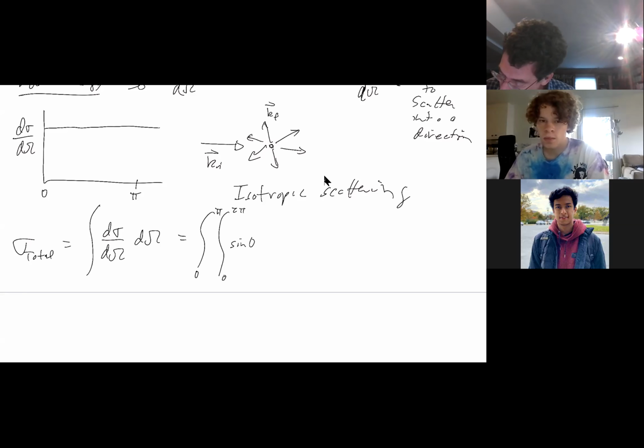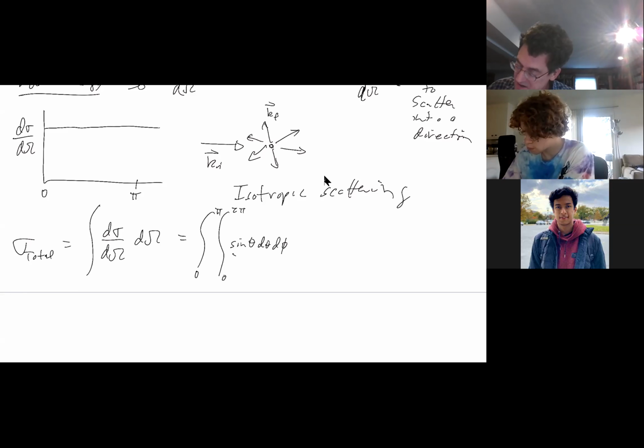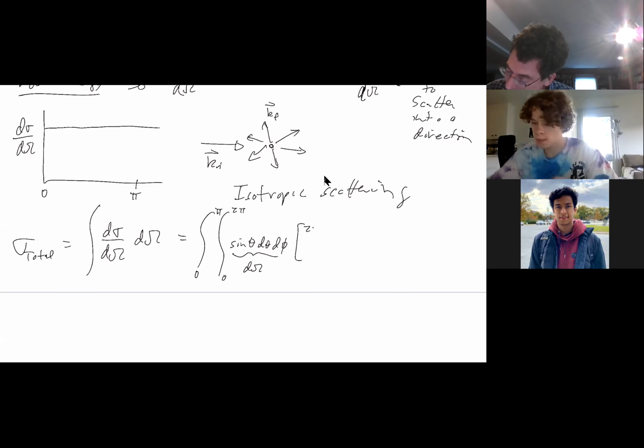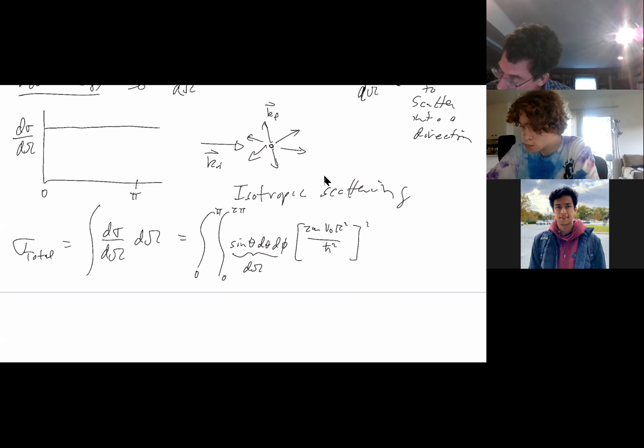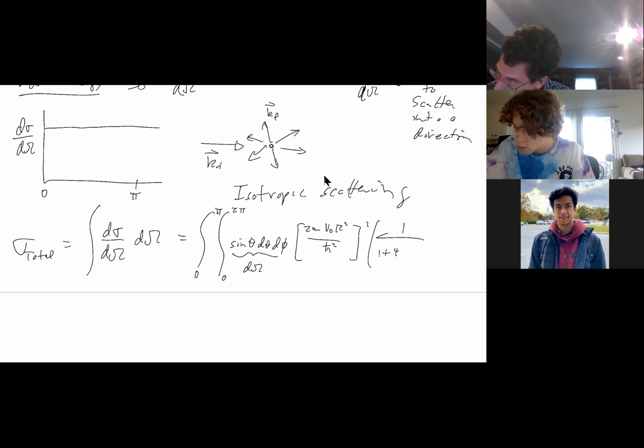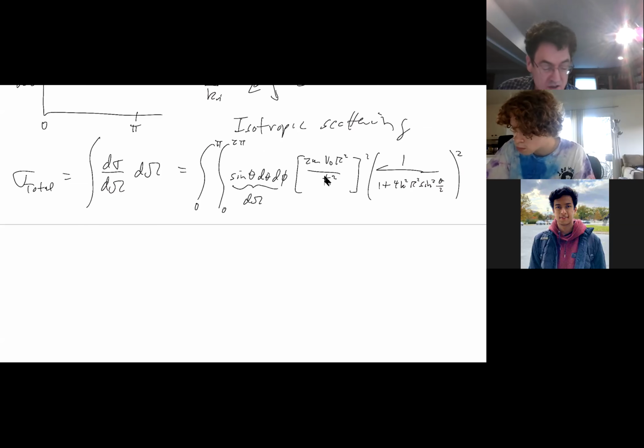We have sine theta, d theta, d phi, right? And so that's the solid angle, d omega, and then we have the differential cross section, which is going to be 2m v naught r squared over h bar squared, times this 1 over 1 plus 4k squared r squared sine squared theta over 2, squared. And so you can do that integral.